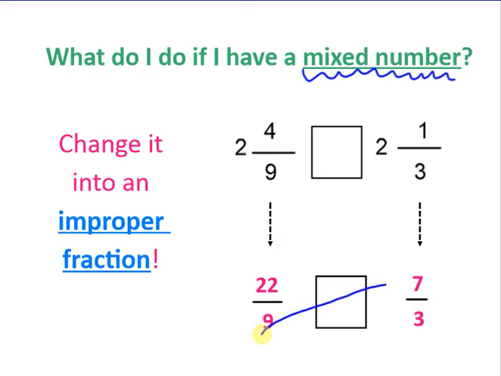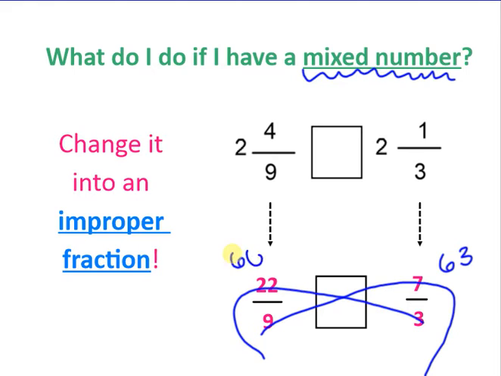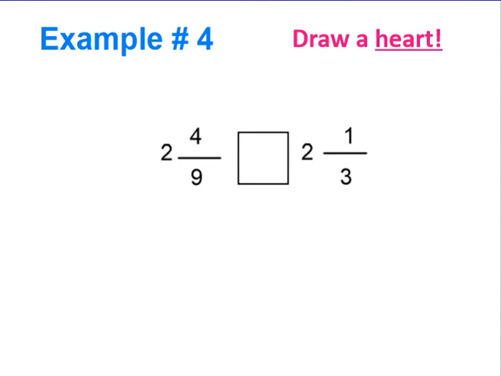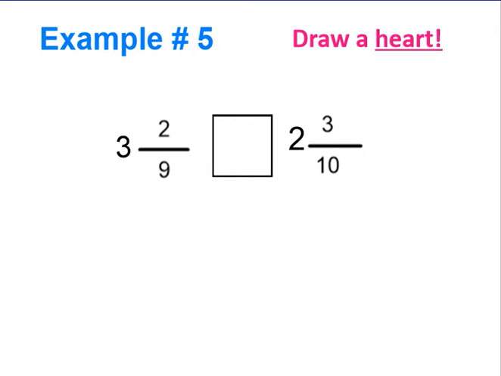So 9 times 7 is 63. 3 times 22 is 66. 66 is bigger than 63, so it's going to be a greater than sign. And that's the exact same problem that we just did, so that one's going to be greater than. I didn't realize I used that one as my example. All right, so let's look at the next one.